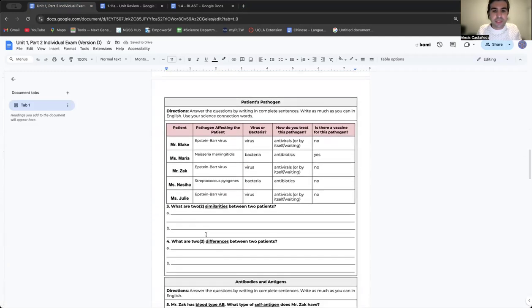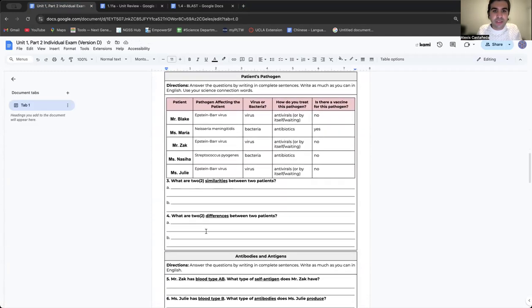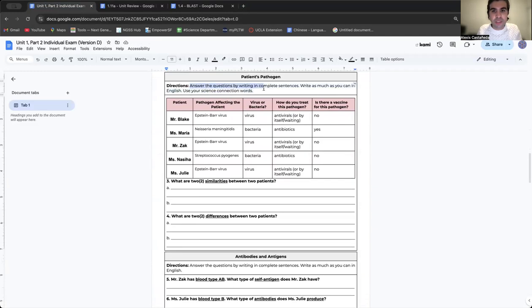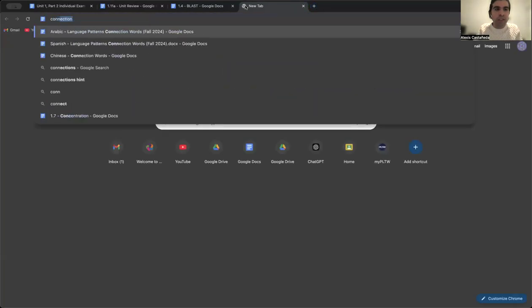Okay, let's come down here. Let's look at two similarities and differences. So answer the questions by writing the sentences, write as much as you can in English. Use your science connection words. Let's look at our connection words.